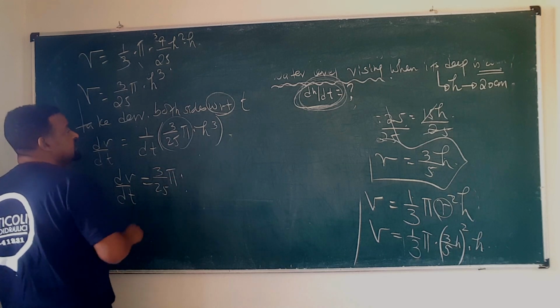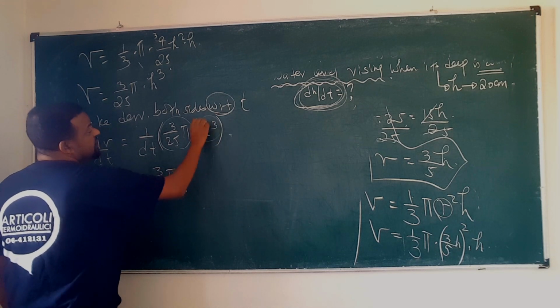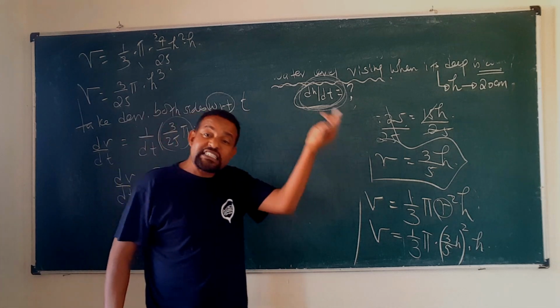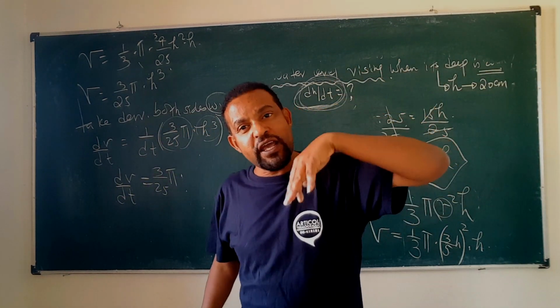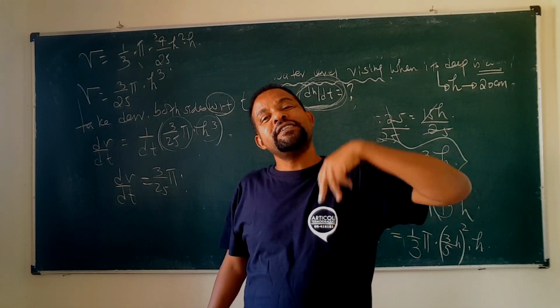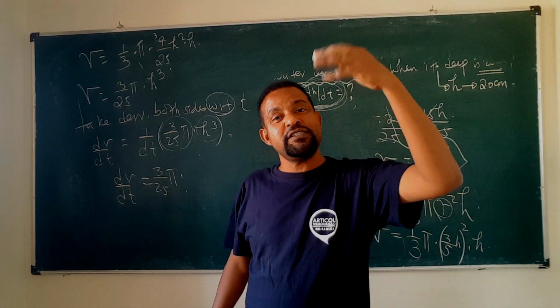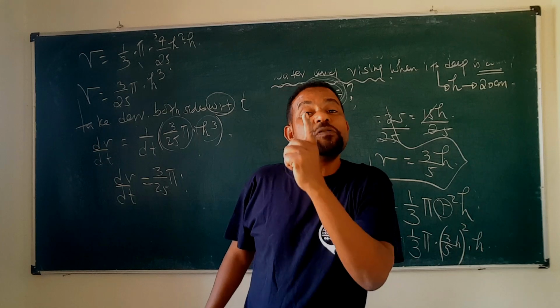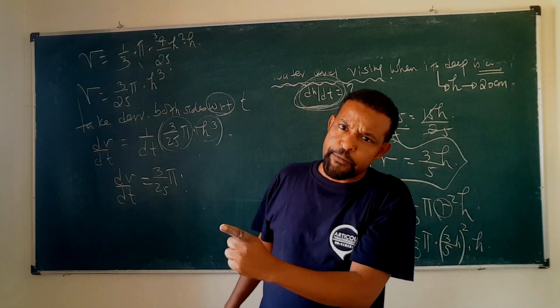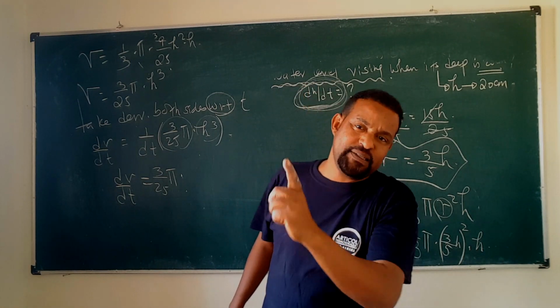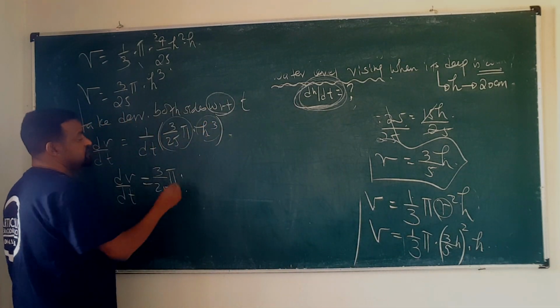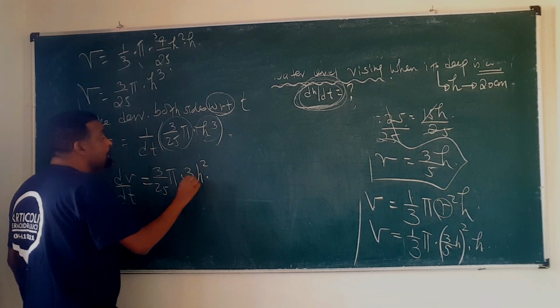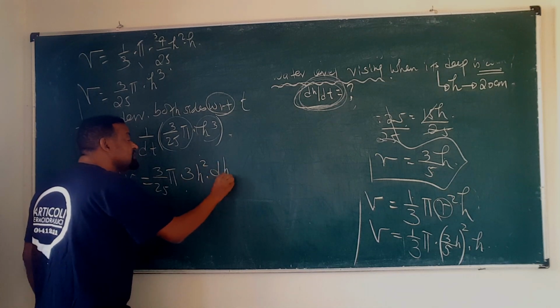Now times the derivative of h cubed. The derivative of x cubed is, by the power rule, 3x squared. The derivative of y cubed is 3y squared. The derivative of z cubed is 3z squared, but with respect to time or with respect to x. So the derivative of h cubed is 3h squared, but the derivative is taken with respect to what?